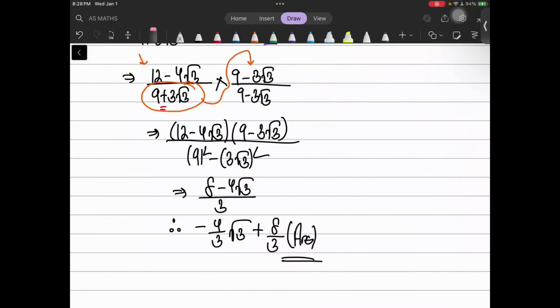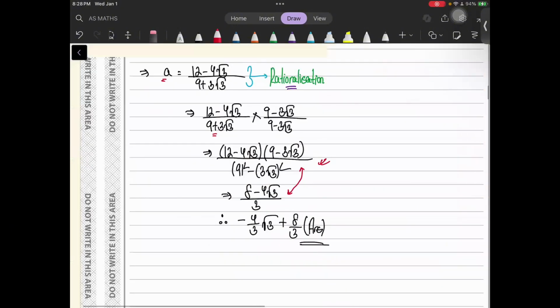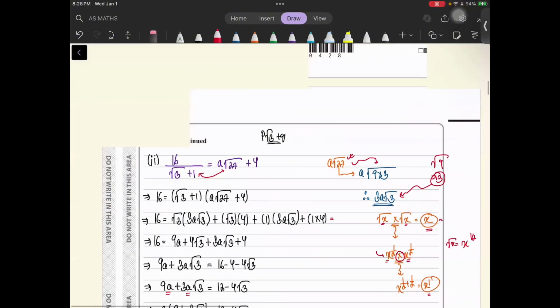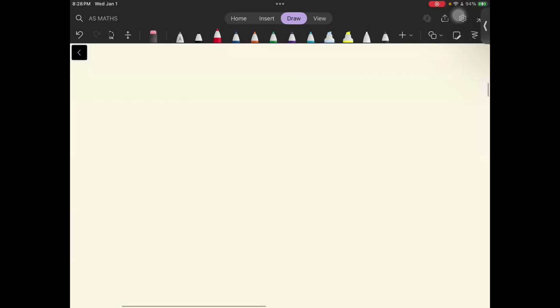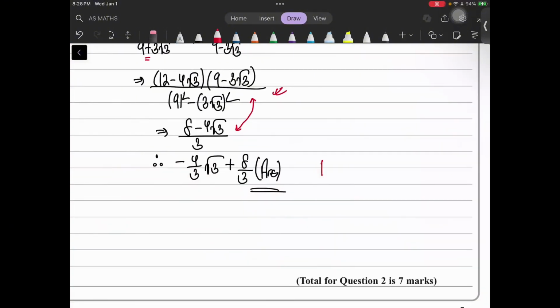So I did the process of rationalization, and at this point you can use your calculator to get a value of this. You first have to show some of the workings, because the question clearly said that you cannot simply rely on technology. Once you get to this point, you can use your calculator to find an answer. So it is in the format of p root 3 plus q.